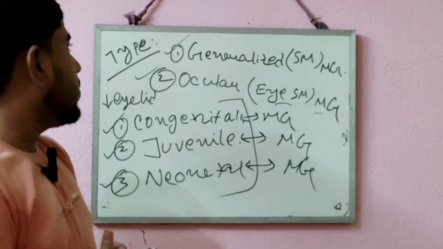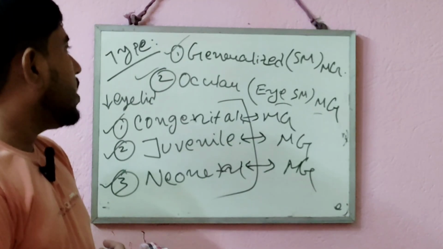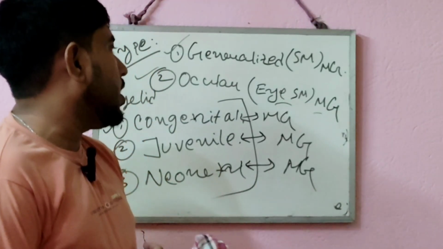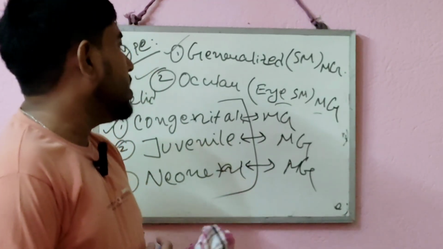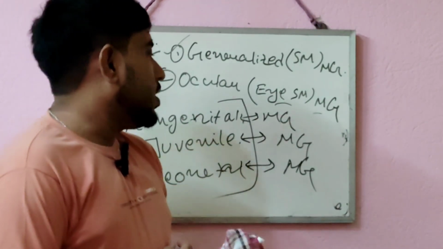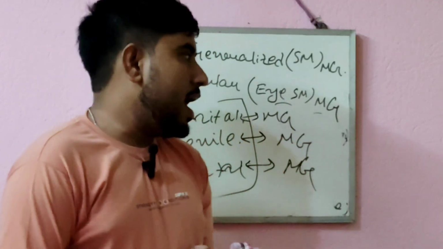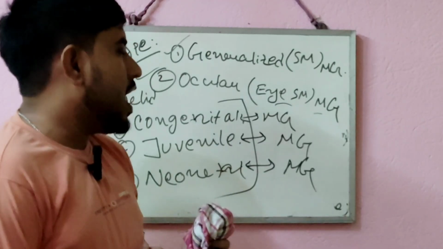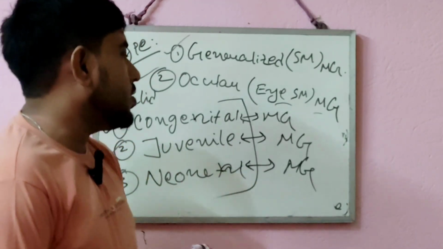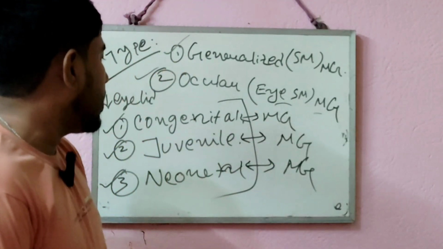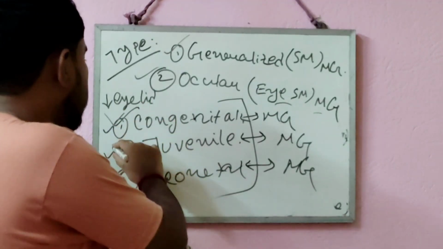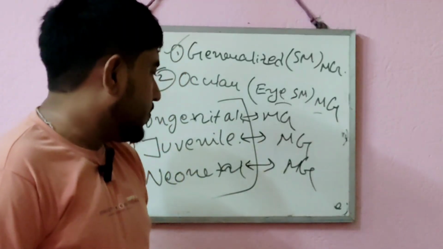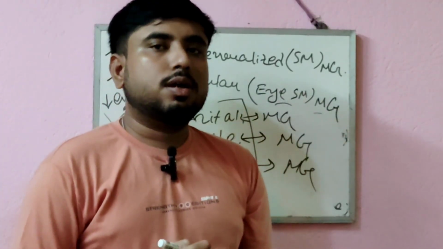And at last we discussed the types of myasthenia gravis according to the place of muscle. If it is general, that is generalized. If it is in the eyelids, then it is called ocular myasthenia gravis. And according to the age of the person who is affected, myasthenia gravis can be classified into three types: congenital, juvenile, and neonatal myasthenia gravis. So that's all about myasthenia gravis.